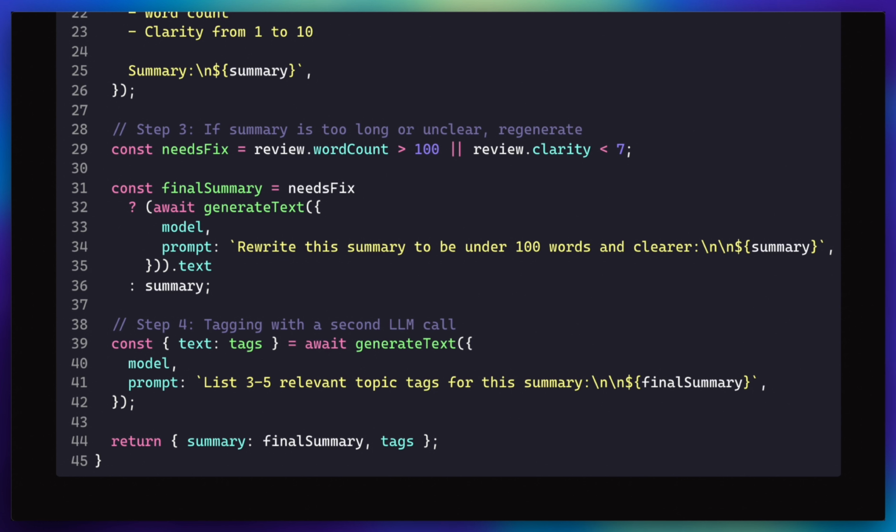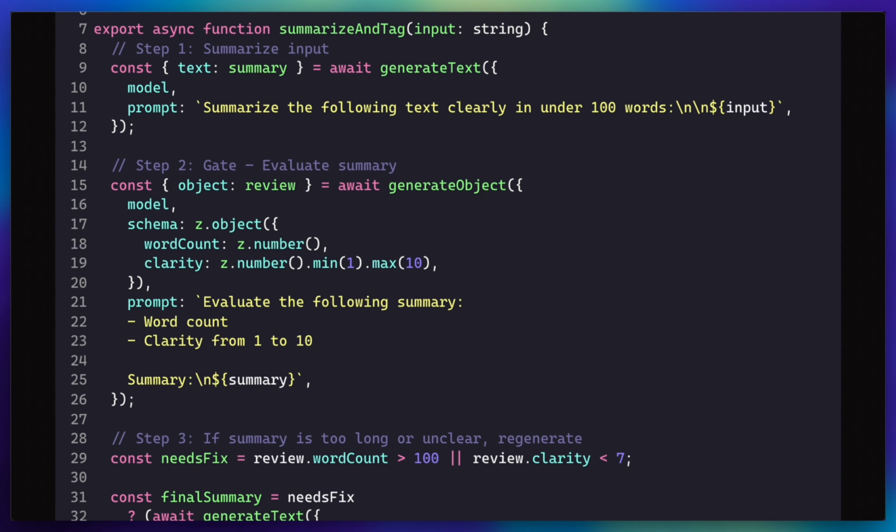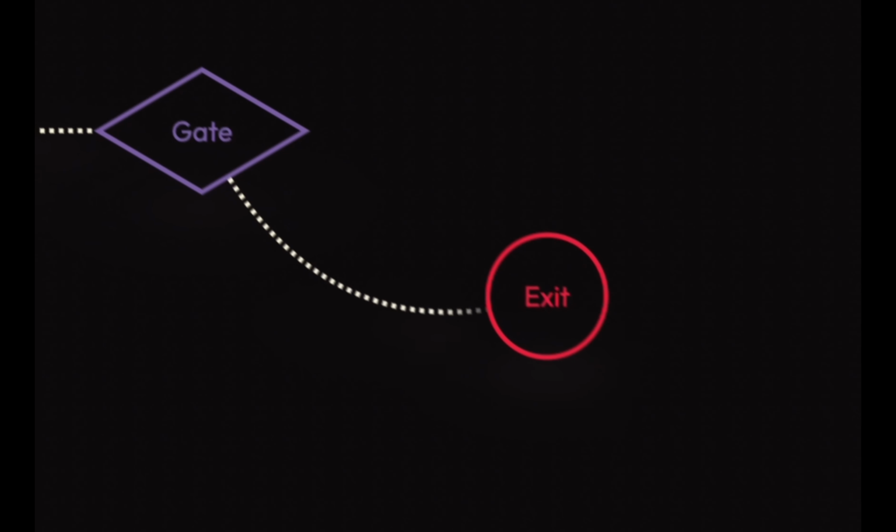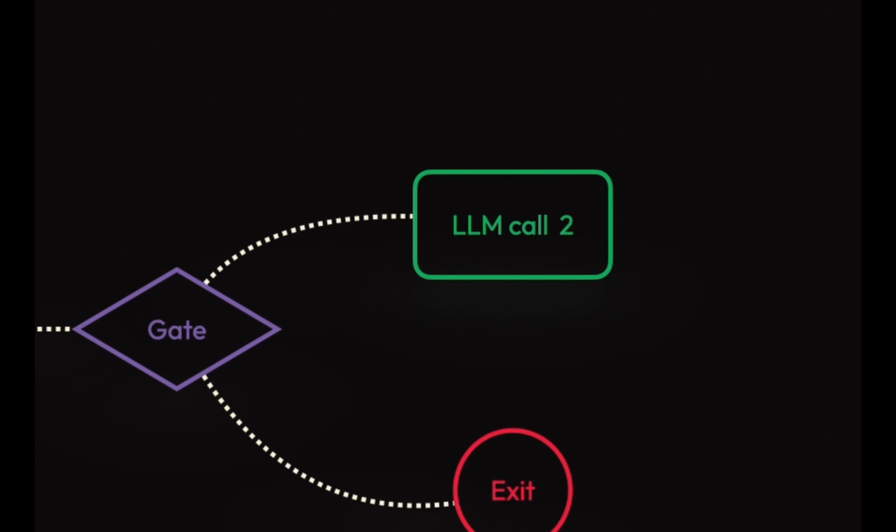So yeah, every part of this code directly ties into that step of the diagram. And that's it, a simple example of prompt chaining in action. And you can already see how useful this pattern can be.